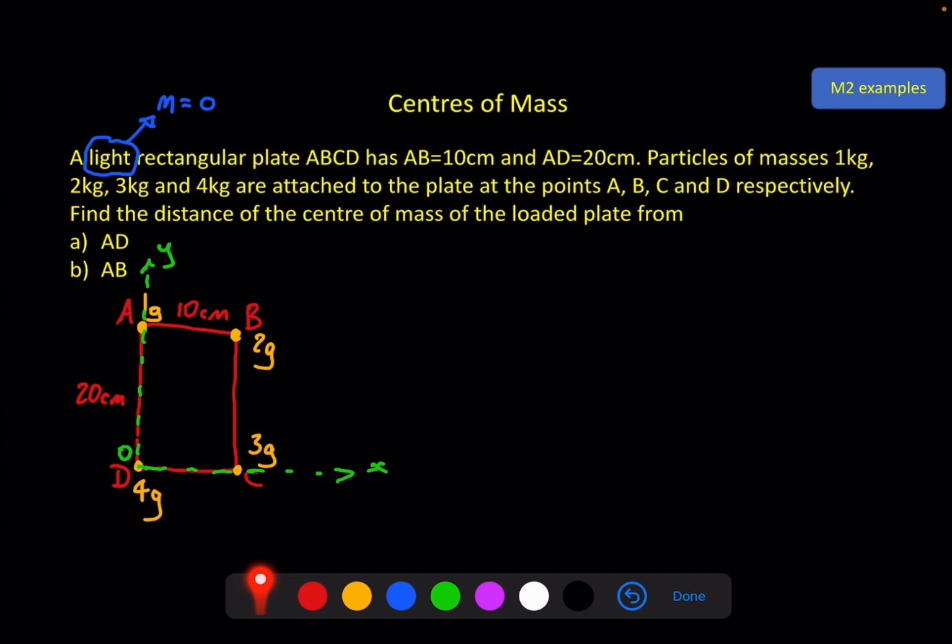We can also see now what it means when it says find the distance of the center of mass of the loaded plate from AD. From AD, what that means is find the distance in the x direction, because AD is effectively the y-axis. But from AB is different. Finding the distance from AB means we're going to have to find the y-coordinate first, let's say it's here or something, whatever this distance is, and then subtract that from 20 to find the distance from AB. So this is one reason why I would draw a diagram in this case, because it's not entirely clear what these are going to be. This is a coordinate that we normally do. This is not one of the coordinates that we normally find.